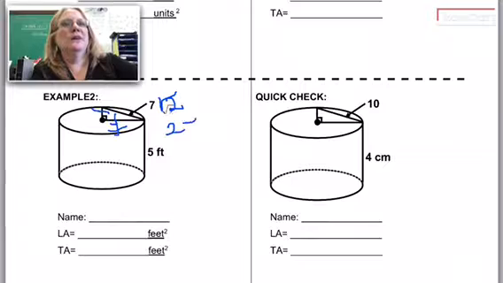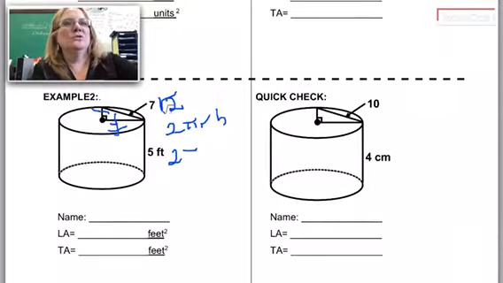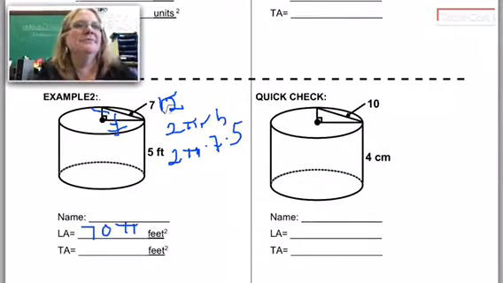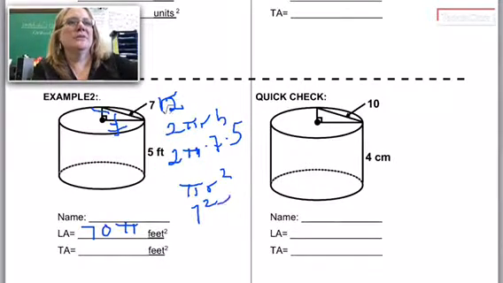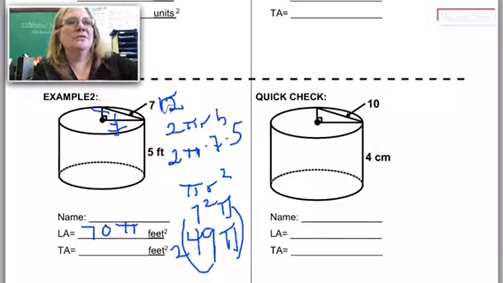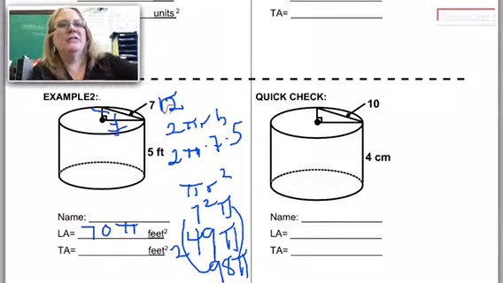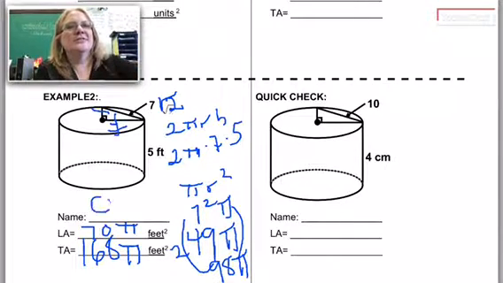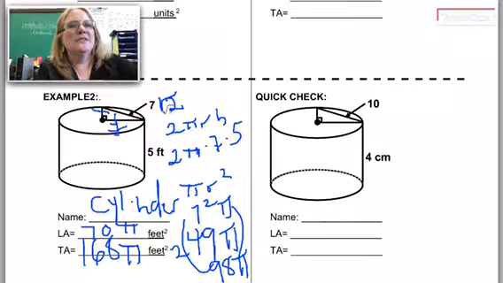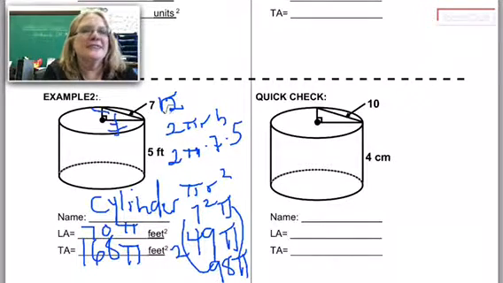We have 2 pi RH, which is 2 times pi times 7 times 5. So that is 70 pi. And then the area of the circle is pi r squared, so 7 squared times pi is 49 pi. But there's 2 of them, a top and a bottom. So 2 times 49 is 98 pi. So we have 168 pi feet. And again, these are cylinders. So please pause and try the next one.